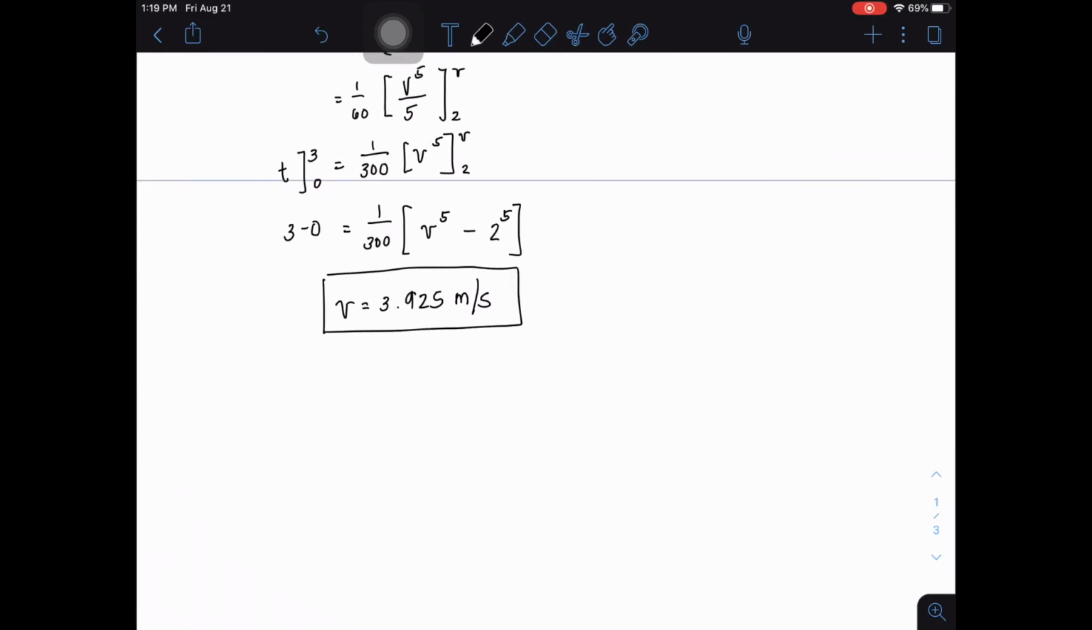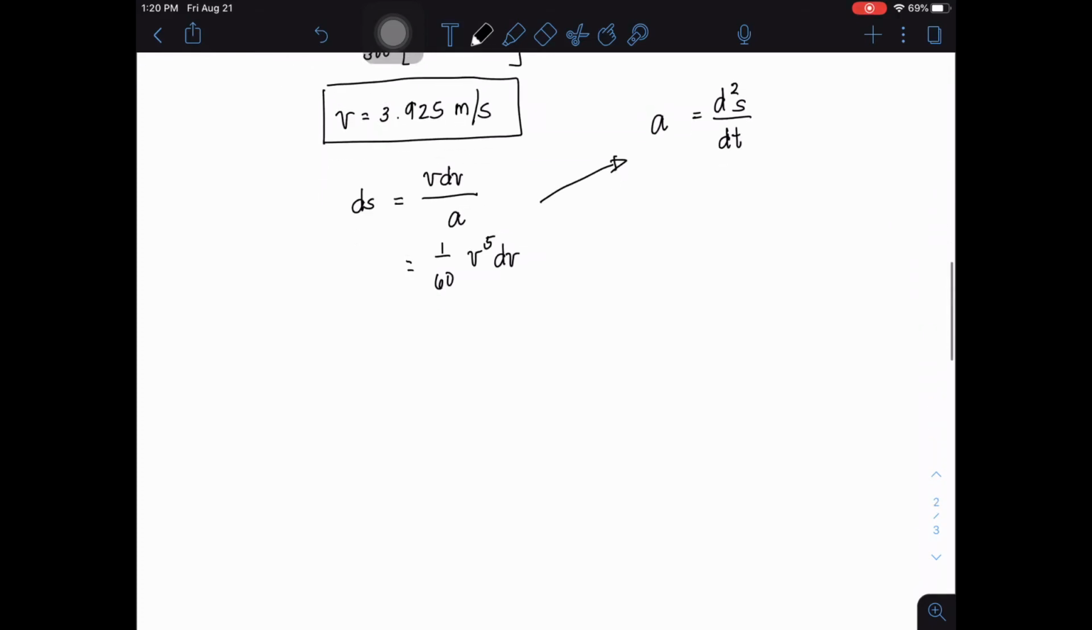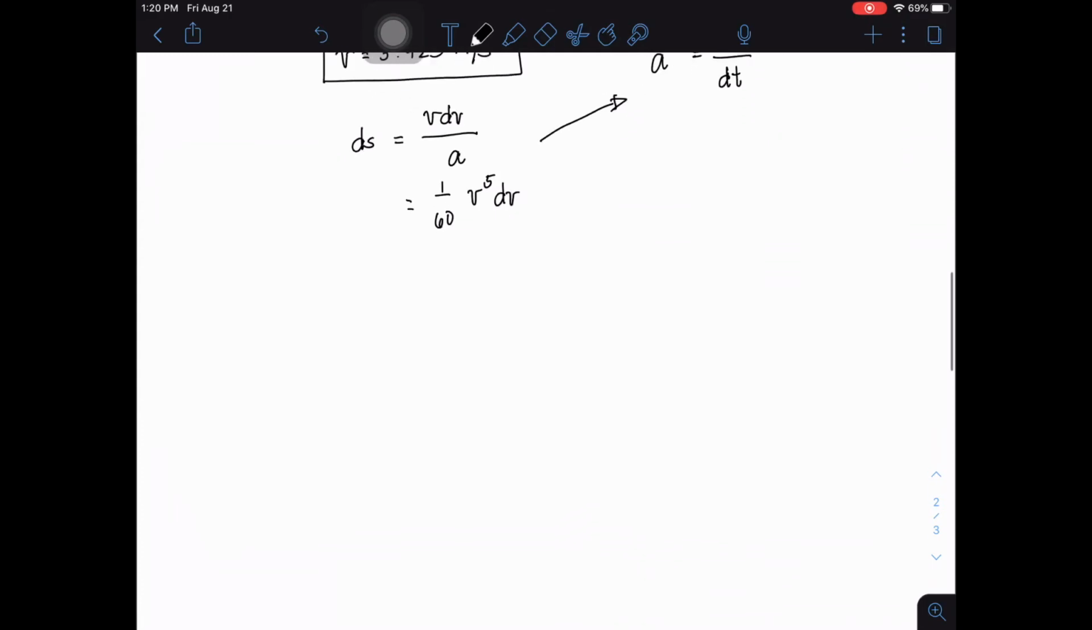Okay, next, for the position, we can actually use ds, the derivative of the position, is equivalent to v dv over a. Okay, so we have 1 over 60 v raised to the 5th power dv. Okay, so actually acceleration is equal to the second derivative of s with respect to time. That's where it came from, right? So here, next, we can apply integration.